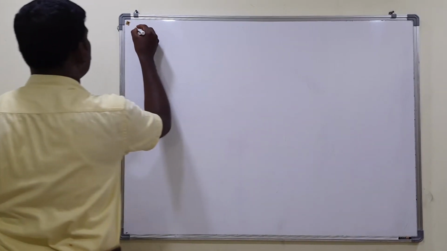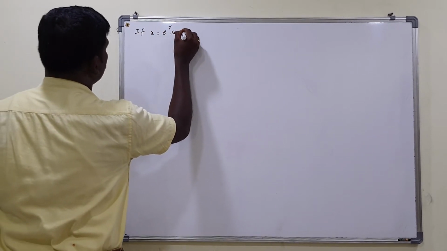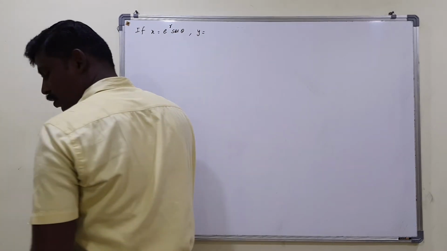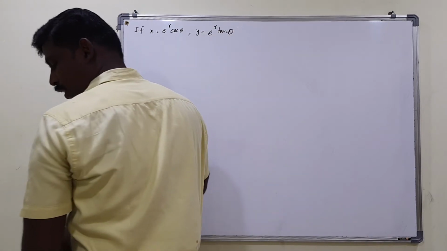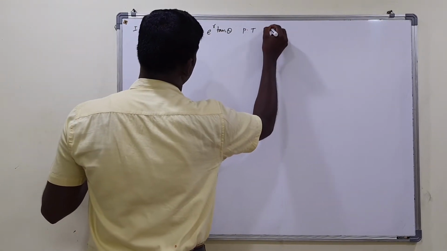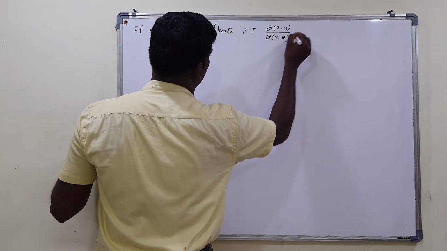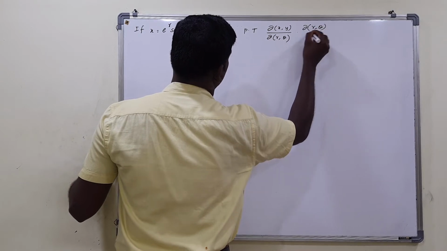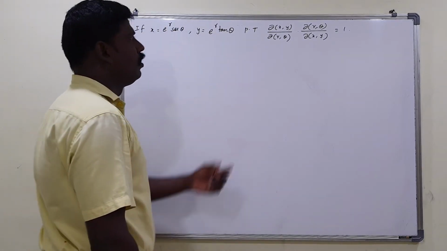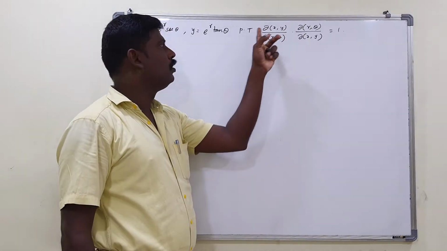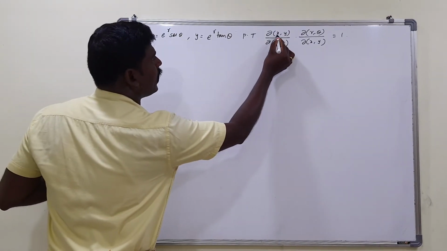Next one, if x is equal to e power r secant theta and y is equal to e power r tan theta, prove that ∂(x,y) with respect to (r,θ) into ∂(r,θ) with respect to (x,y) is equal to 1, right? So as usual, I am going to find out the first one at first and the second term at second, okay, right?